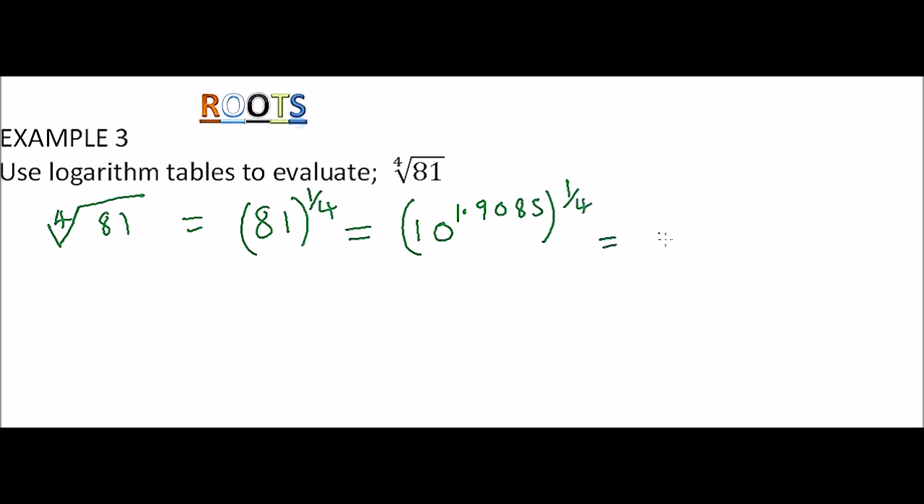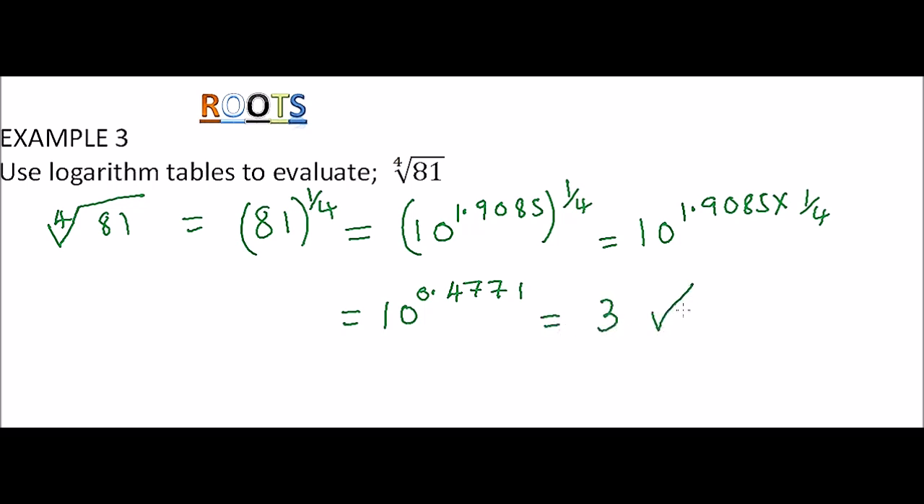So we apply the third row of indices, so we say it is 10 to the power 1.9085 multiplied by 1 over 4. So this will give you 10 to power 0.4771, which is equals to 3. So the fourth root of 81 is equals to 3.